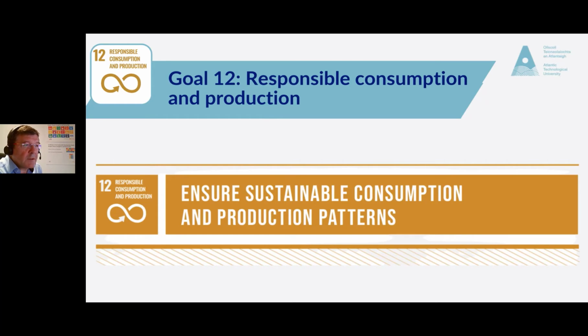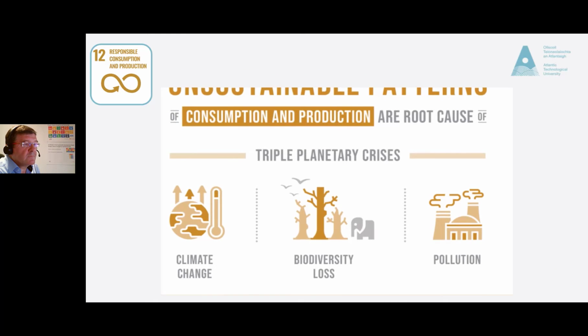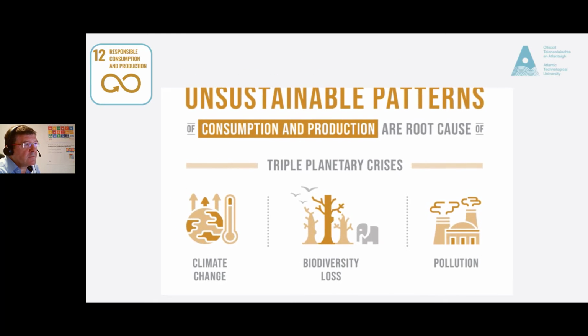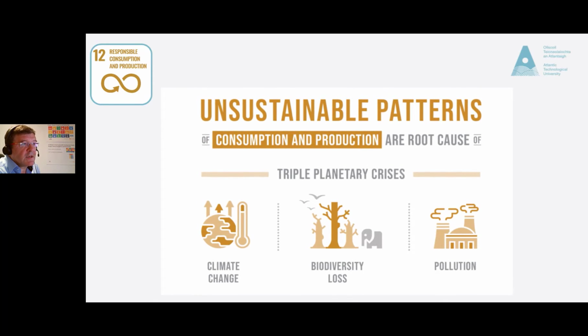The circular economy is a really important issue in relation to responsible consumption, and we will be looking at that in some detail later on. So let's have a look at a number of the key statistics and facts around responsible production and consumption. It's clear, I think, to everyone that unsustainable patterns of consumption and production are the root cause of many of the problems that we have, including climate change, biodiversity loss, and pollution.